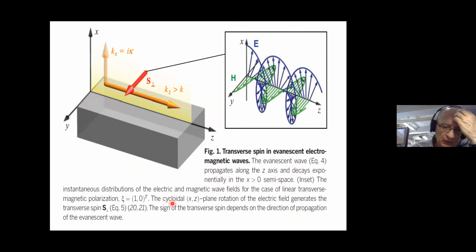So there is a cycloidal XZ plane rotation of the electric field that generates the transverse spin, transverse here because you're rotating like this, and then this gives rise to a momentum which is transverse. And the sign of transverse spin depends on the direction of propagation of the evanescent wave.